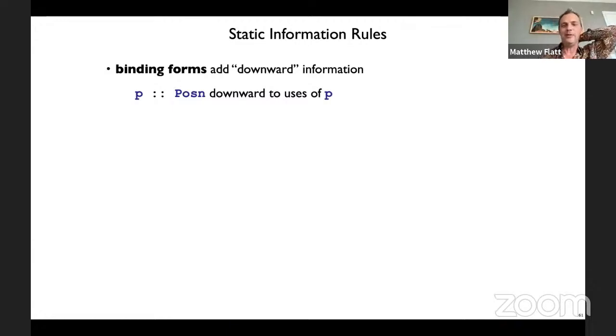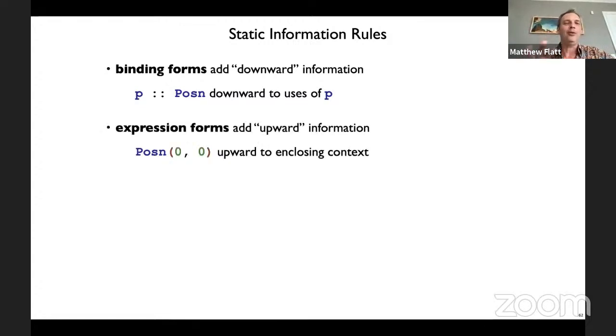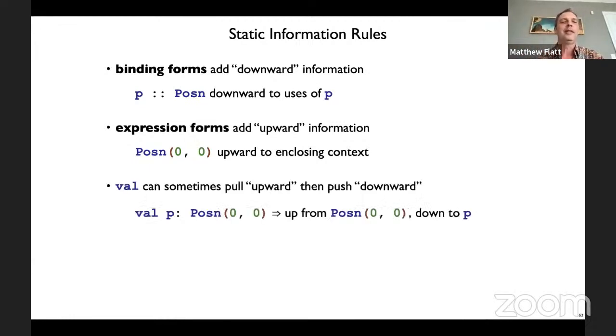So there's a whole bunch of information about this in the proposal about how binding forms add downward information, like colon colon can add some downward information. Expression forms provide some information that could flow upward, like to an enclosing dot form. And val is a bit special in that it's the one place where we pull information from the right-hand side and push it downward on the left-hand side. And that's how val p colon posin 0 knows that it's a posin for further access of x and y.